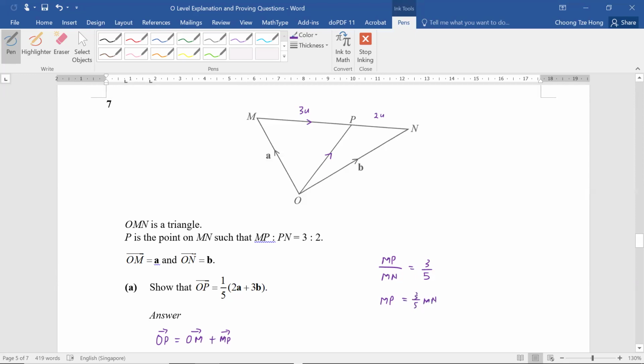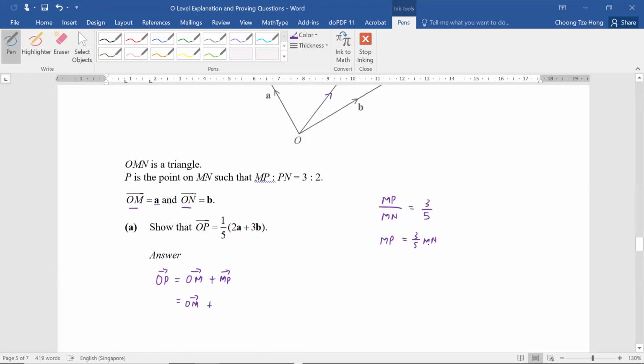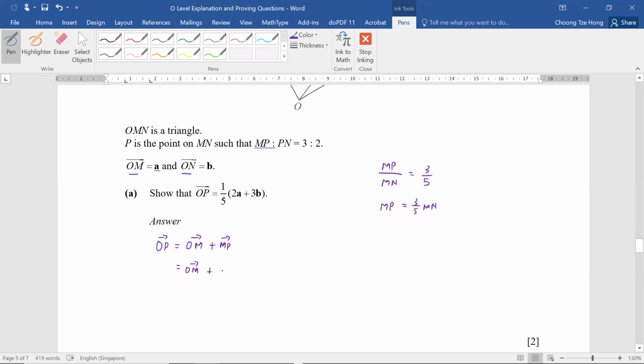Why do we want to express MP as 3/5 of MN? Because if you look over here, we know the position vectors for M and N, so we can use that to help us find MN. That's basically what we want to do. We want to change MP to 3/5 MN. Then from here, we want to break up the vector MN.